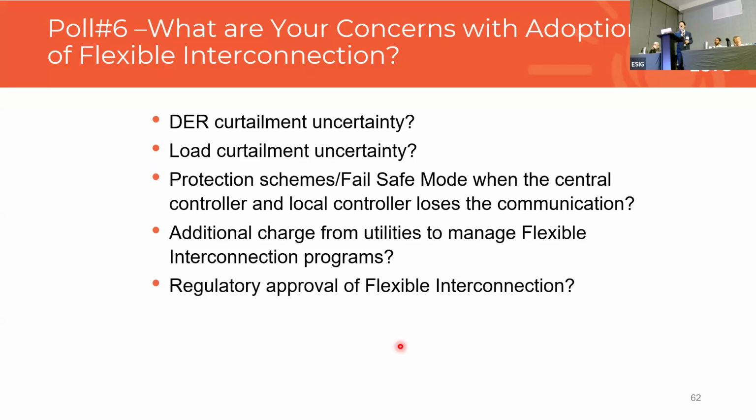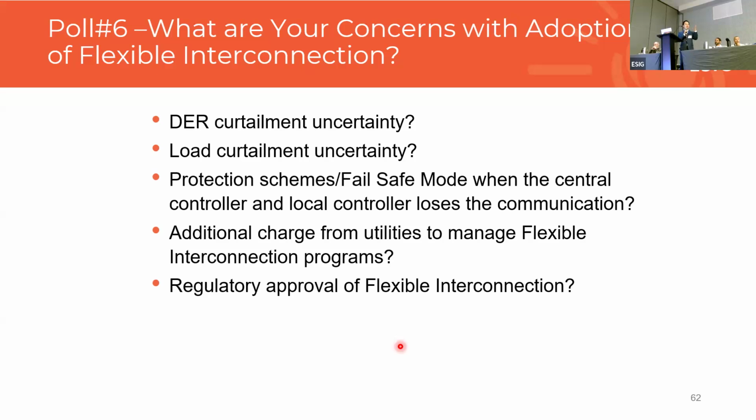How about the second question? How about the load curtailment uncertainty? Are you concerned? Raise your hand if you are. Yes? Good. The third question is more technical. When we do the flex interconnection with centralized controllers, the centralized controller needs to talk to the local controller for the load and for the DERs. Then one scenario here is, what if the communication network doesn't work as expected?